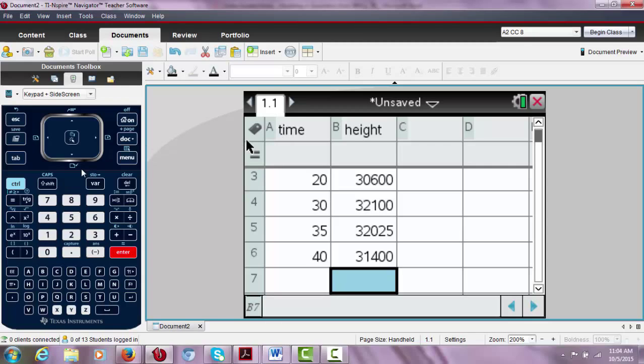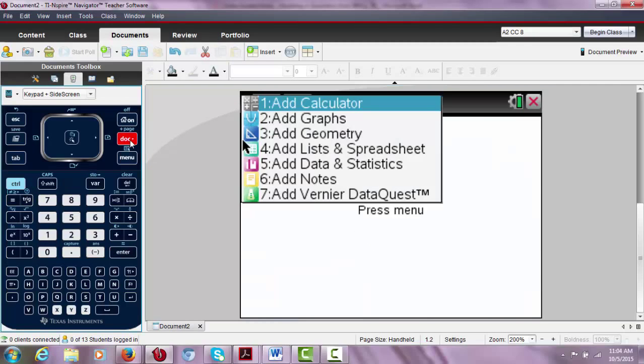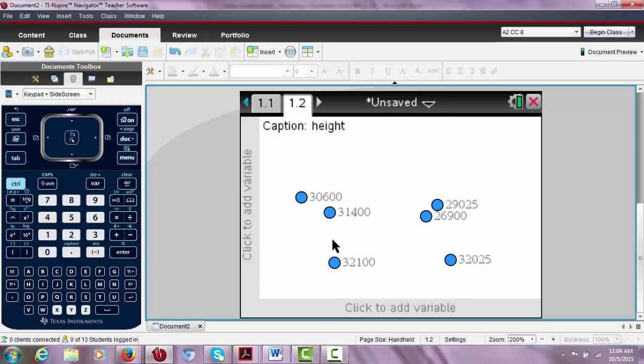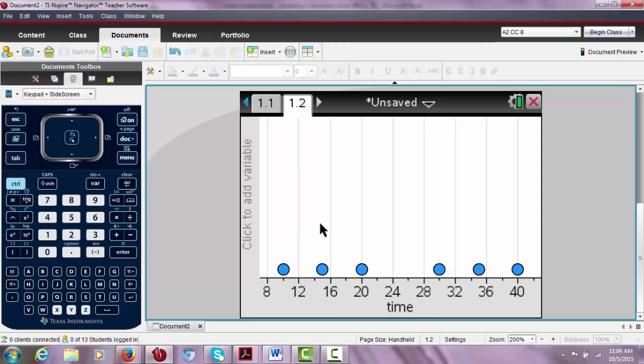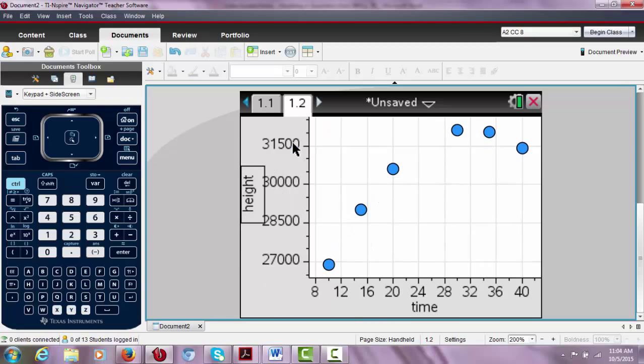Okay, once you've entered your data, we add a data and statistics page. They always go with the Lists and Spreadsheets page. Your independent or x variable is time. Your dependent or y variable is height. And here it's really neat. You can clearly see the parabolic path of that airplane.